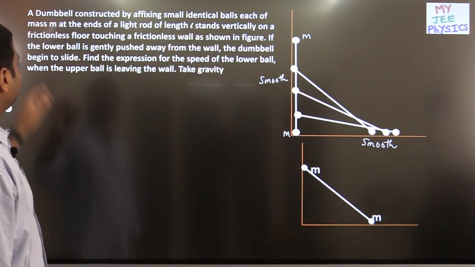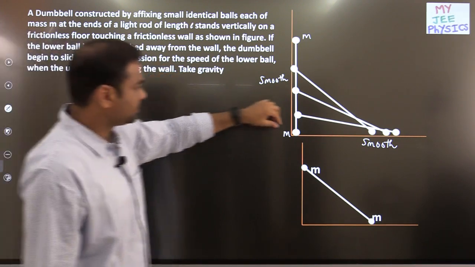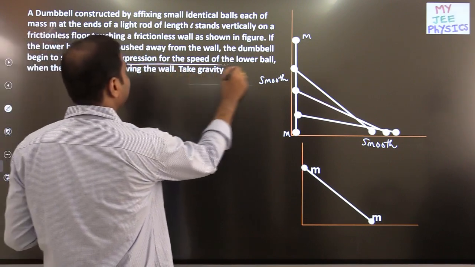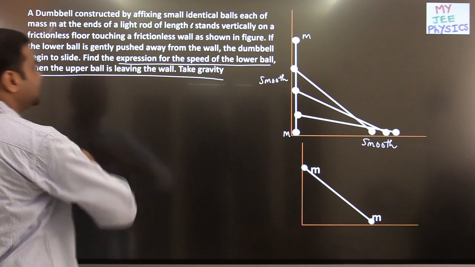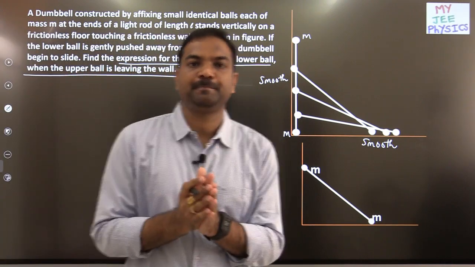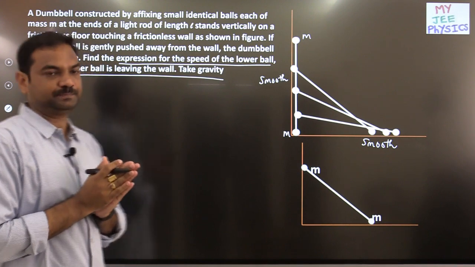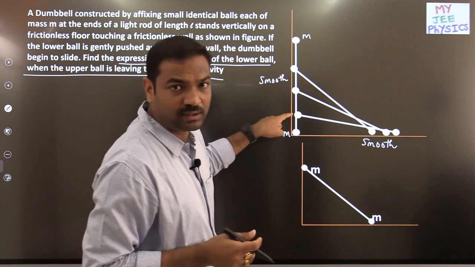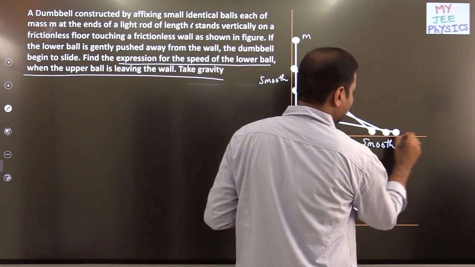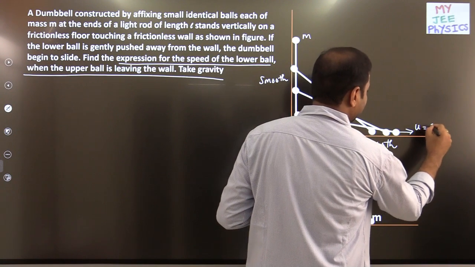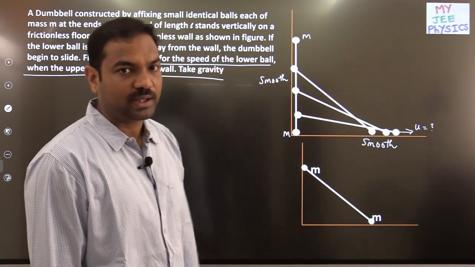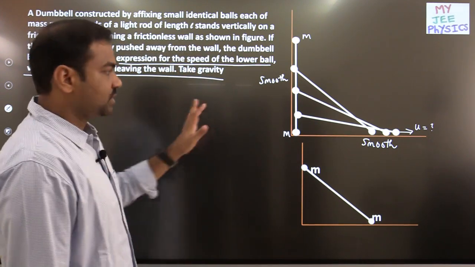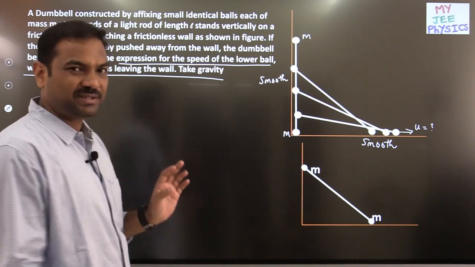Now, if the lower ball is gently pushed away from the wall, suppose you have given a little impulse, then find the expression for the speed of the lower ball when the upper ball is leaving the wall. This is the main important statement to be understood. We have to find the velocity of this lower ball when it is leaving the wall. Let us say that value is u. That is what they are asking, the u value while it is leaving the surface.